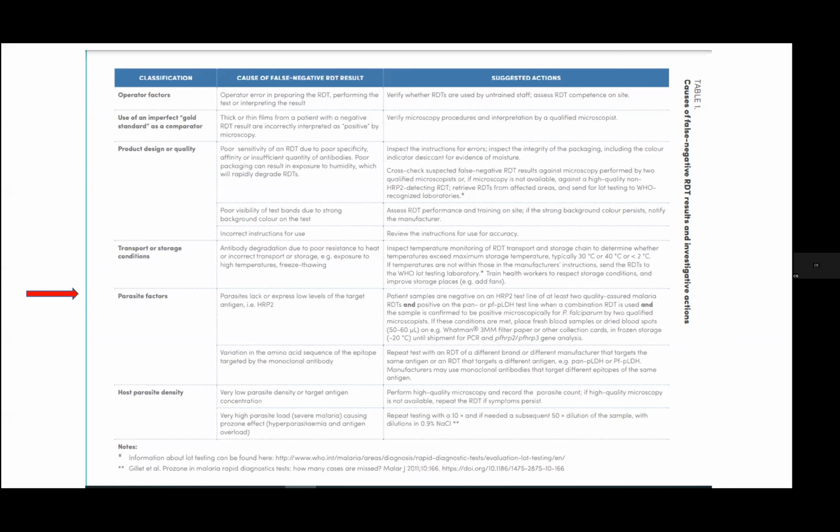But I just want to point out that if you are thinking about HRP2/3 gene deletions, the parasite factors, the recommendation is that patient samples which are negative on an HRP2 test line of at least 2 quality assured malaria tests and positive on the PAN or PFP LDH test line when a combination RDT is used, and that the sample is confirmed to be positive microscopically for P. falciparum by 2 qualified microscopists. If this is the case and these conditions are met, then those samples do need to be further investigated for gene analysis for these gene deletions.